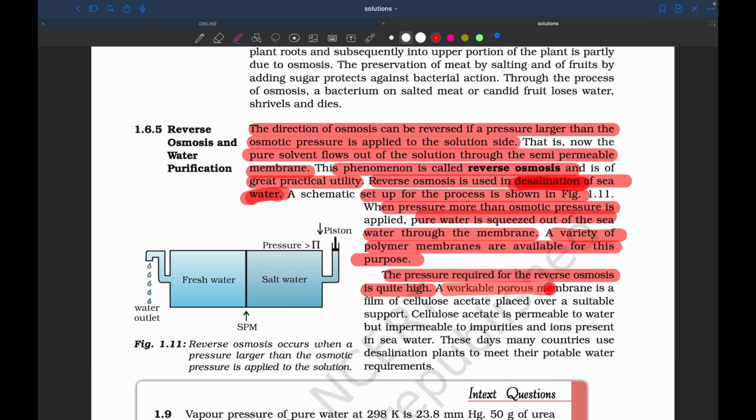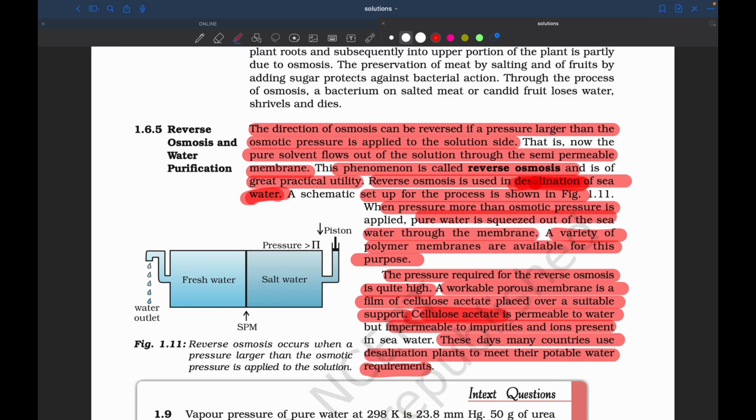A workable porous membrane is a film of cellulose acetate placed over a suitable support. Cellulose acetate is semi-permeable to water. Cellulose acetate, here is the substance given. Cellulose acetate is a semi-permeable membrane for water, but impermeable to impurities like ions present in the seawater. So these days, many countries use desalination plants to meet their potable water requirements.